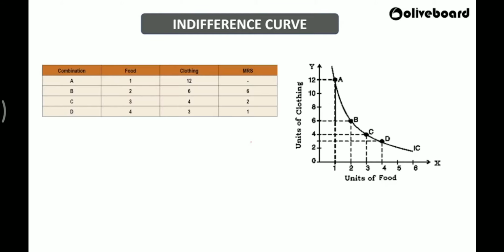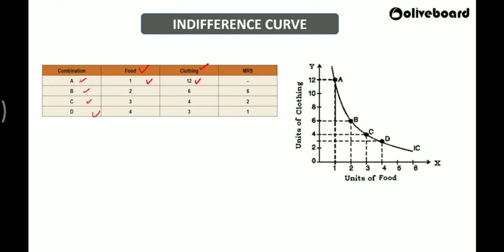We will understand with an example now. See here, there are two products I have given, food and clothing. On one side I have taken food, on the other side clothing. These are all the combinations A, B, C, D, which will give the same level of satisfaction. That is what I'm trying to say. The first combination is 1 unit of food and 12 units of clothing. On the x-axis I have taken food, on the y-axis clothing. So I plotted here 1 unit of food, 12 units of clothing. When I increase to 2 units of food, I have only 6 units of clothing.